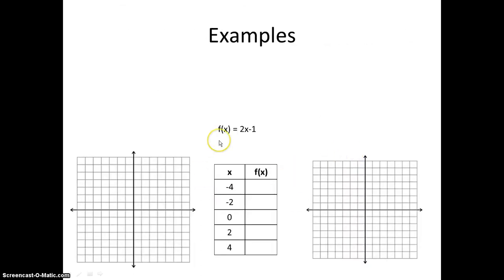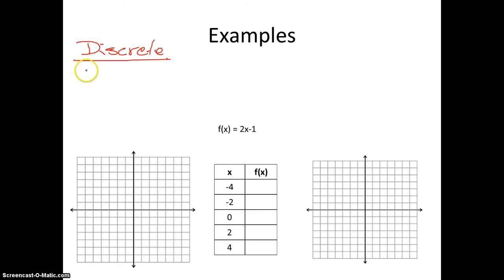Let's look at some examples of discrete and continuous. 2x minus 1. So if I plug in negative 4 to this, so this is my discrete side.